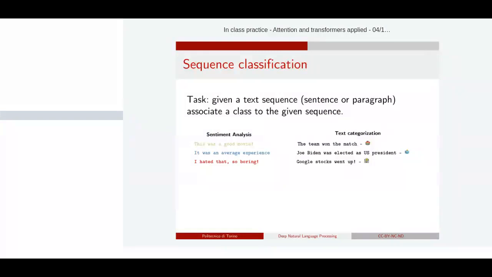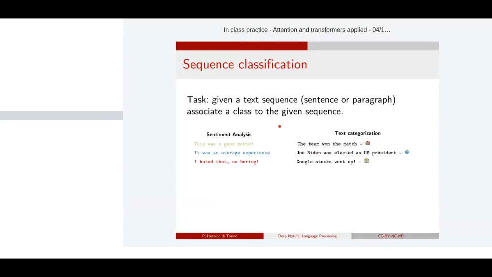Sequence classification. So the task of sequence classification is, given a text sequence, a sentence, or a paragraph, we want to associate a class to the given sequence. Sentiment analysis is a sequence classification task. We want to identify if a sequence has a positive, a negative, or a neutral sentiment. So "This was a good movie" is a positive sentiment. "It was an average experience" is a neutral sentiment, I should say. And then we have "I hated that, so boring." This is a negative sentiment, right?